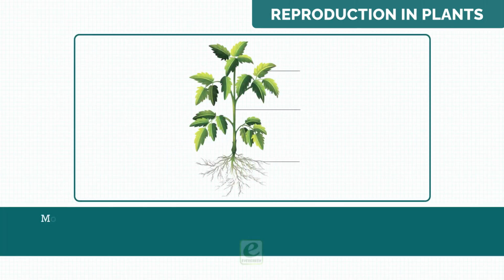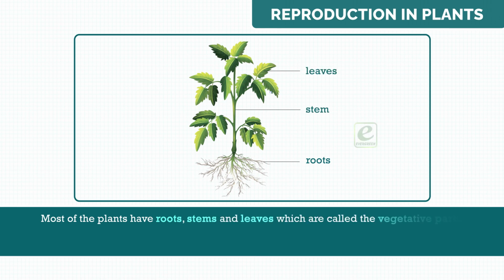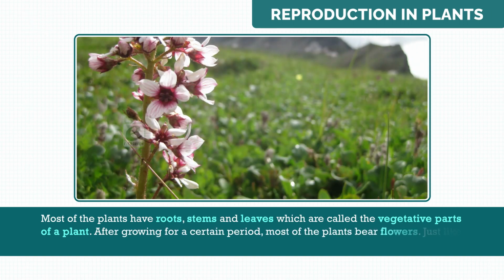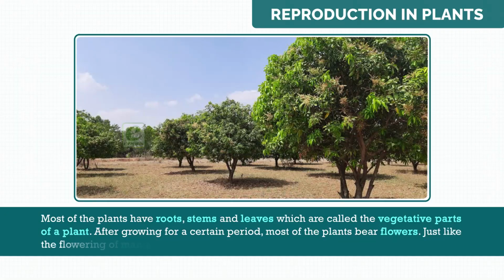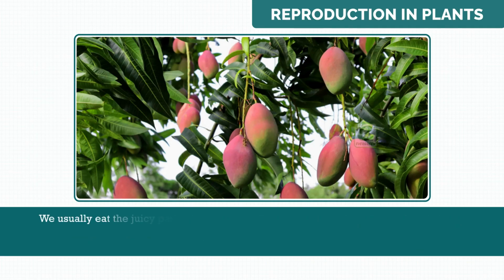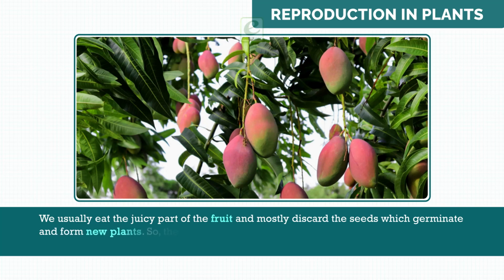Modes of reproduction. Most of the plants have roots, stems, and leaves, which are called the vegetative parts of a plant. After growing for a certain period, most of the plants bear flowers. Just like the flowering of mango trees in the spring season, the flowers give rise to juicy fruits. We usually eat the juicy part of the fruit and mostly discard the seeds which germinate and form new plants.